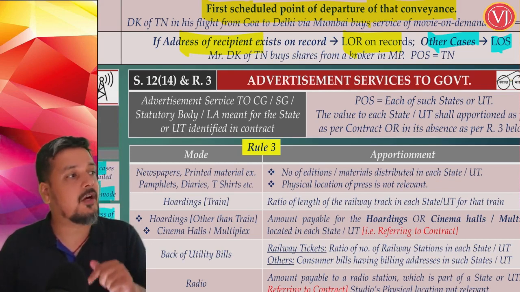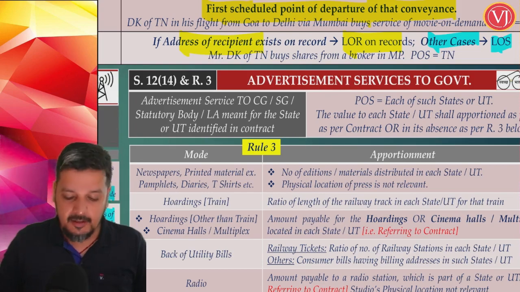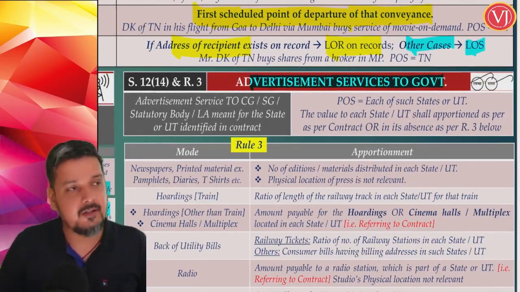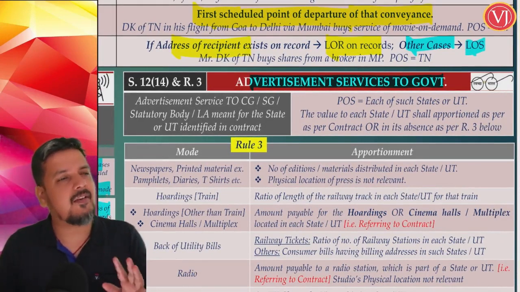So here you're talking about advertisement service to government. If you're talking about advertisement services to government, who's the recipient? Government. The supplier can be anyone.